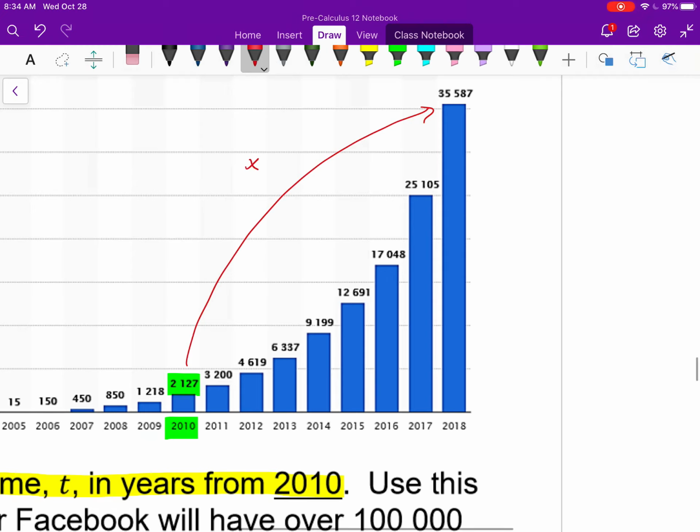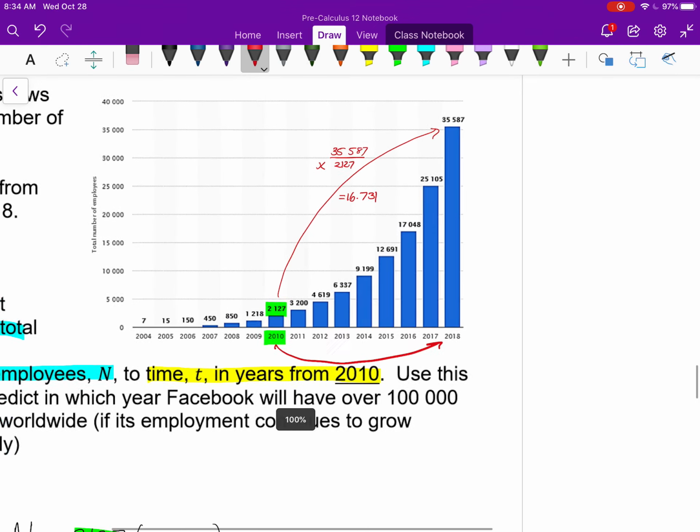Well, I don't know, but I go to my calculator and go 35,587 divided by 2,127. And if I do that, I get about 16.731. And so from 2010 up to 2018, the total number of Facebook employees grew more than 16 times, almost 17 times more employees. So how can I use that? Because that kind of takes into account a whole bunch of years for me.